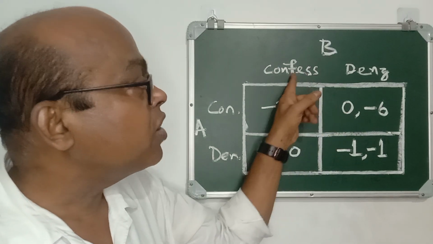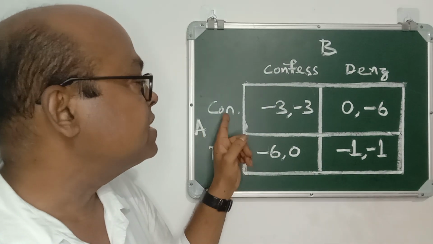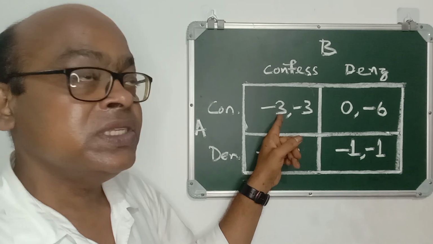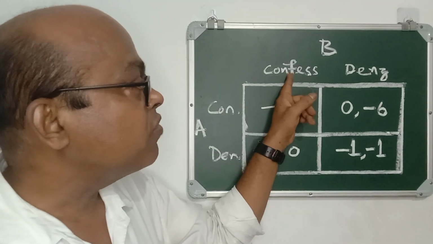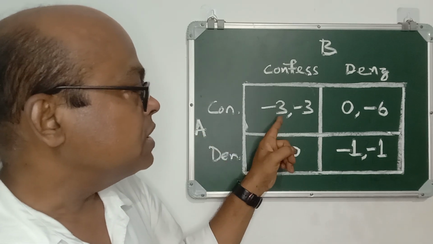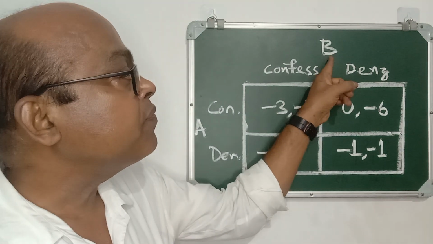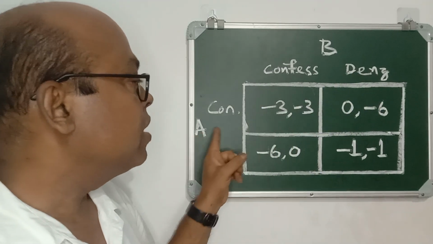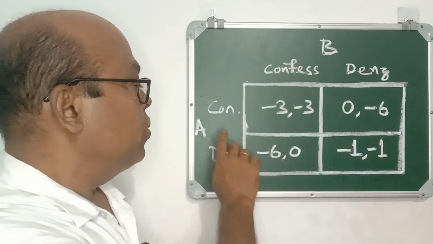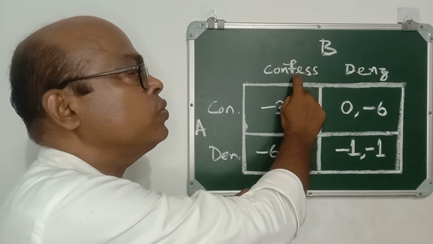And if B confesses the crime, then for A the best strategy is also confess. So both will get 3 months of jail. Here, if B is confessing, for A the best strategy is confess, because 3 is less than 6 months. So whatever strategy B chooses, for A the confess strategy is best. Similarly, from A's side, whatever strategy A chooses, B's best strategy will be confess.